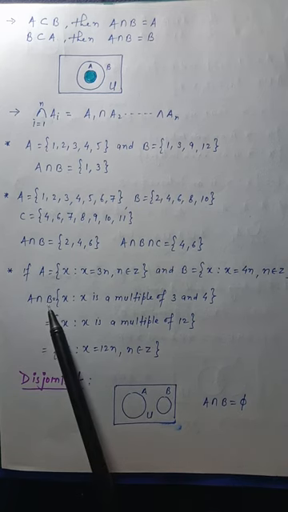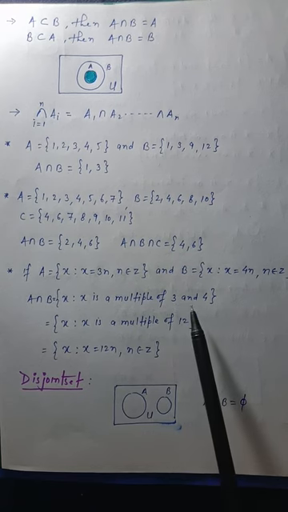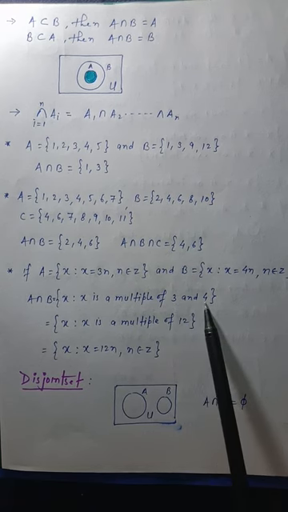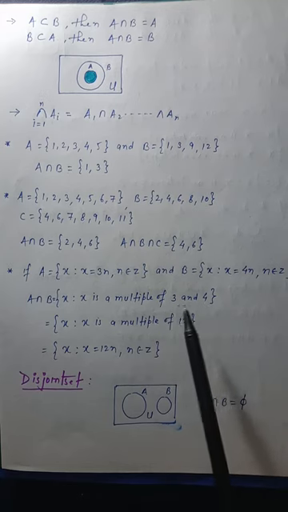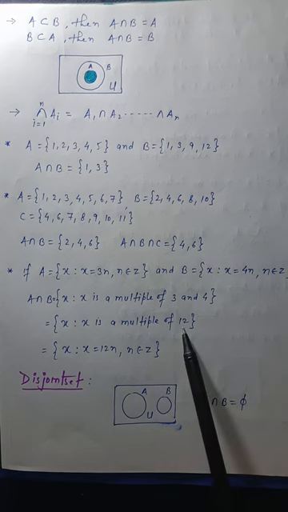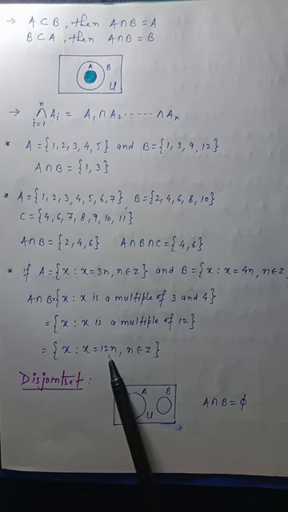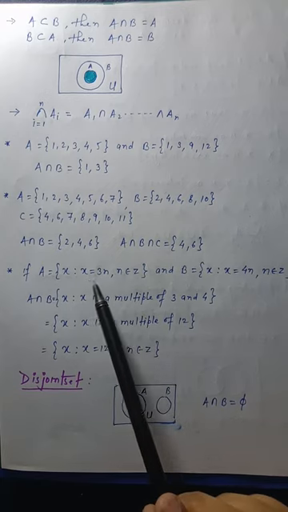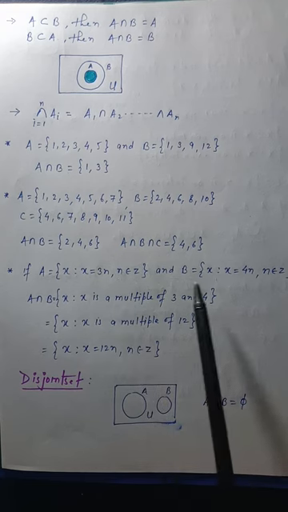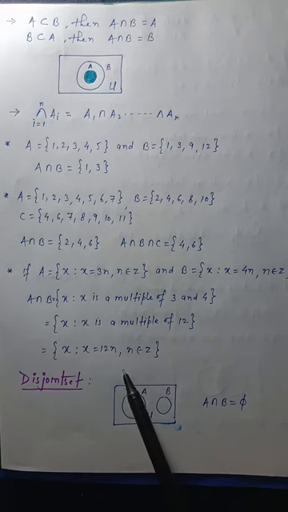So we are taking the intersection. Intersection means x is a multiple of 3 and, since intersection is written as 'and', x is a multiple of 4. It means x is a multiple of 12. So we can write that when x is a multiple of 12, x is equal to 12n, where n belongs to Z. We can also write set A and set B in roster form and just take the intersection, and you will get the same result.